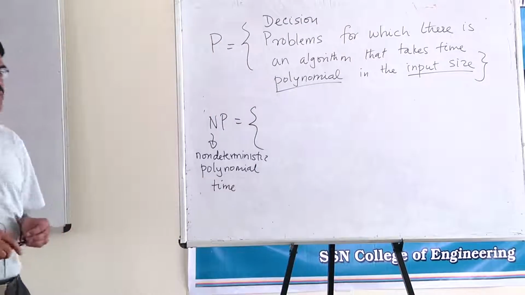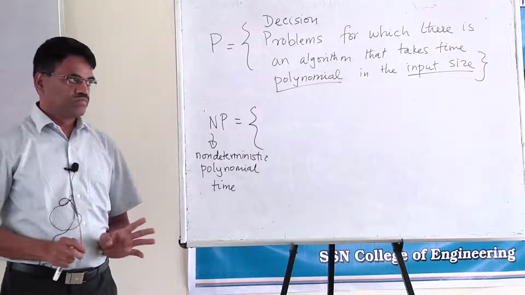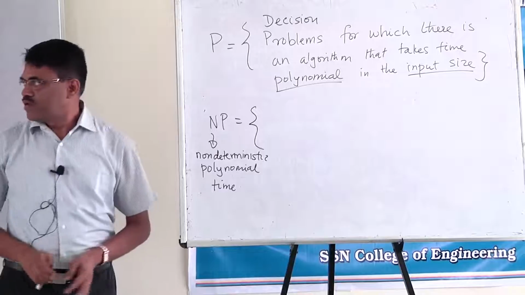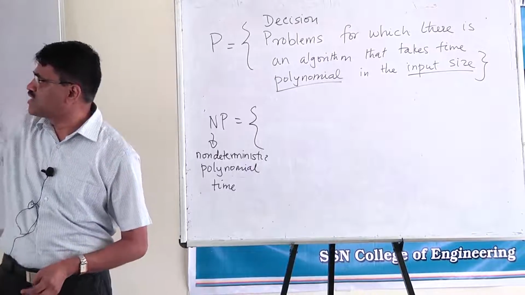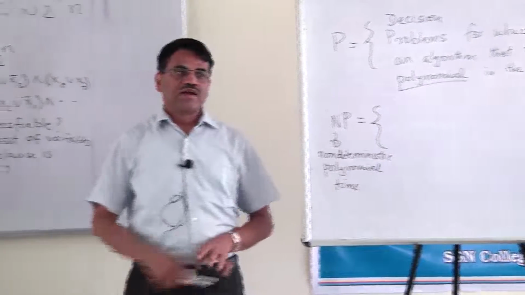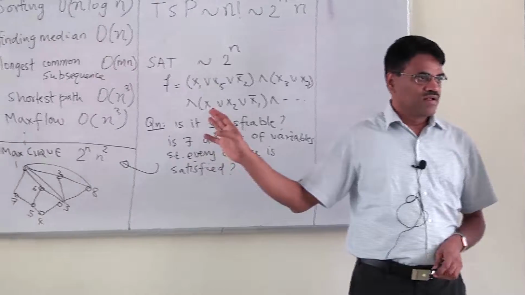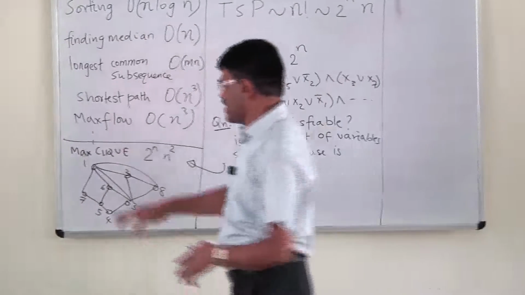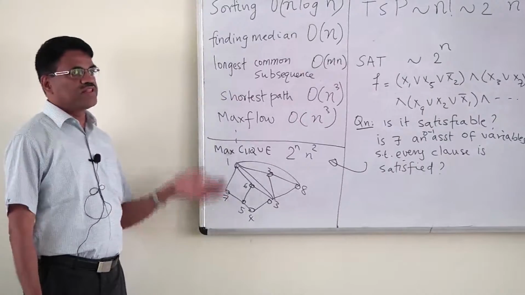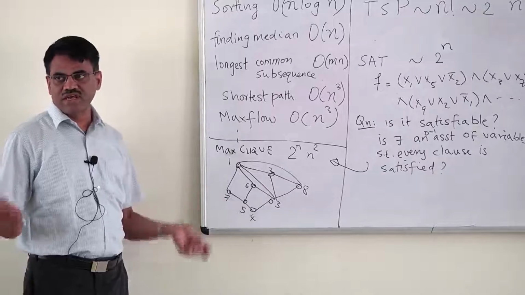What are decision problems? These are problems for which the answer is yes or no. All of these, like find the max clique, are not decision problems. But you can actually convert them into a decision problem. It's not very hard. If you want a max clique in this graph, I can simply ask, is there a clique of size 23? That's a decision problem because the answer is yes or no.